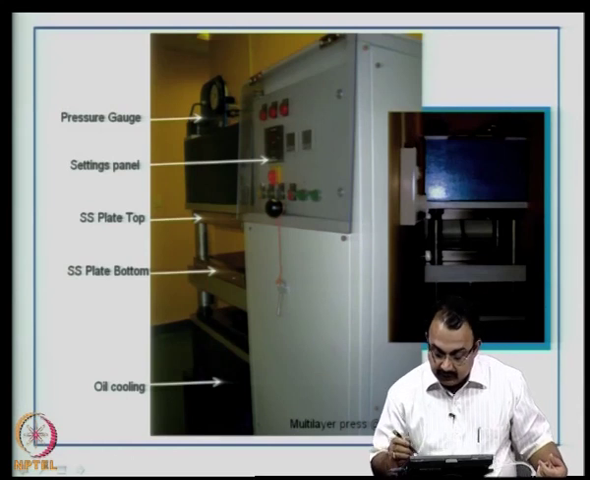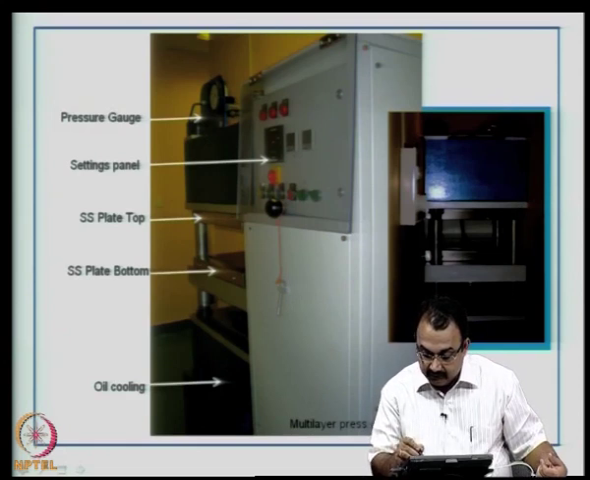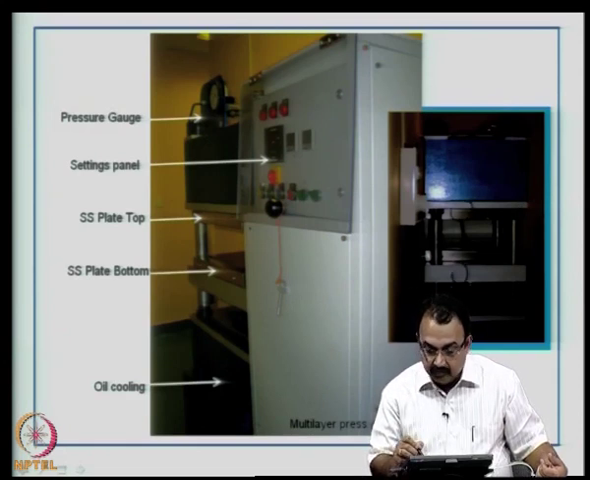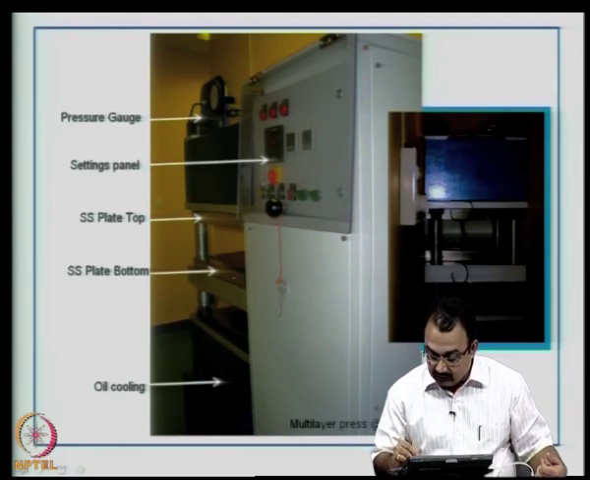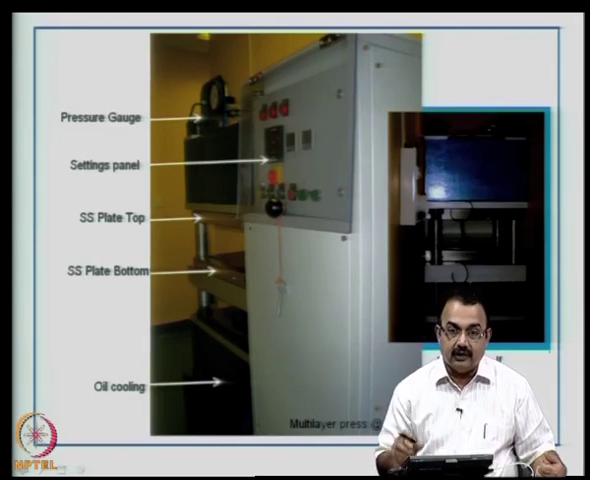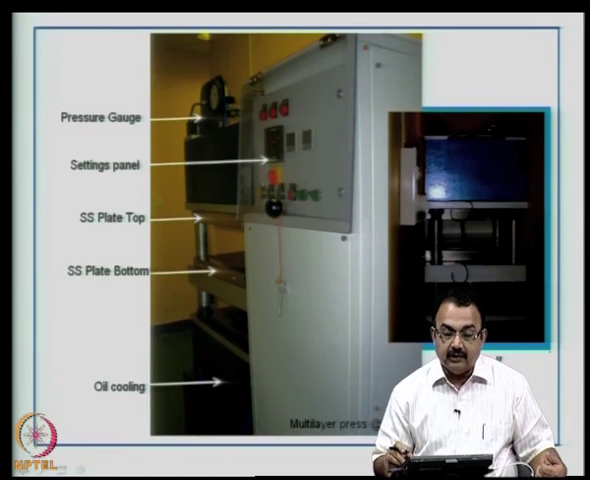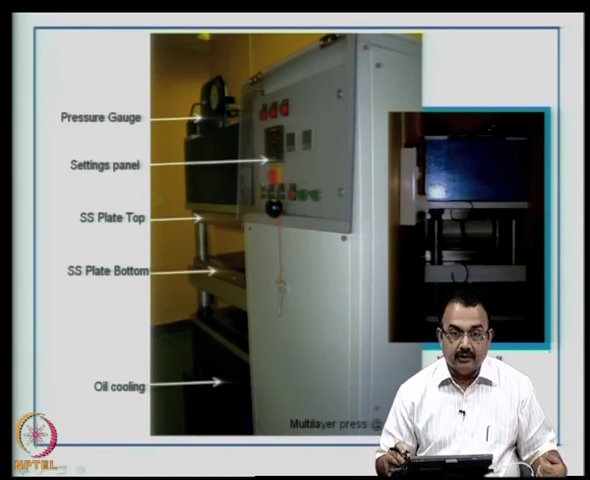So, if you look at this picture, you will see on the right side there are the stainless steel plates here, and then in between these are the books, as we call them. Each build up structure is known as a book of laminate material. This will go in between the plates, and then they will be subjected to the appropriate pressure and temperatures.